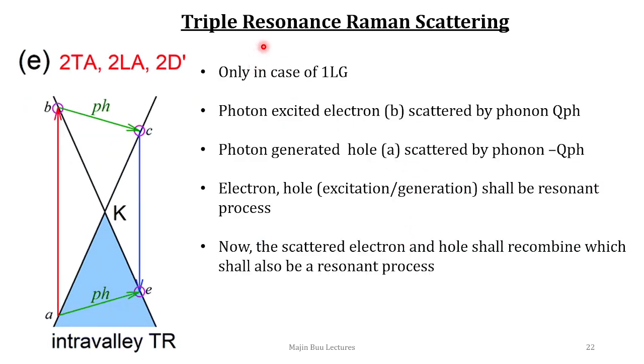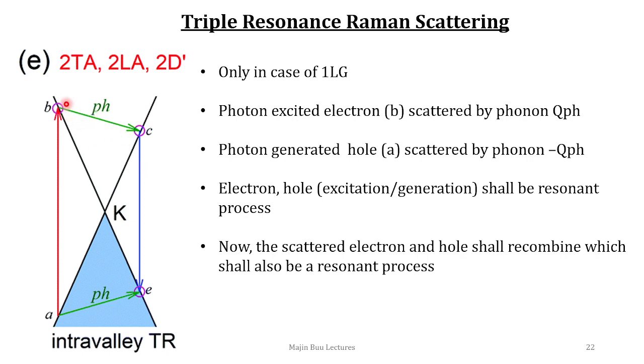On the other hand, you have a triple resonance Raman scattering, which is observed only in case of a single layer graphene, because in this case, what happens is that you have an electron that gets excited from the state A of the conduction band to the valence band, resulting in formation of hole here and the formation of excited electrons here.